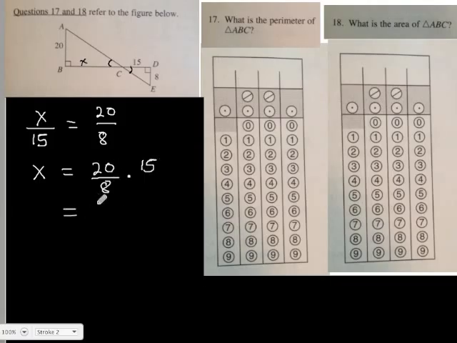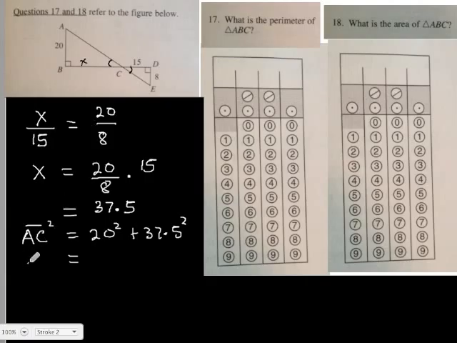20 divided by 8 times 15 is 37.5. You can choose to do the ratios of the corresponding sides again, or you can choose to use Pythagoras' theorem to find the length of the side AC. I will use Pythagoras' theorem. So AC squared is equal to 20 squared plus 37.5 squared. And again, using my calculator, I conclude that the length AC is 42.5.